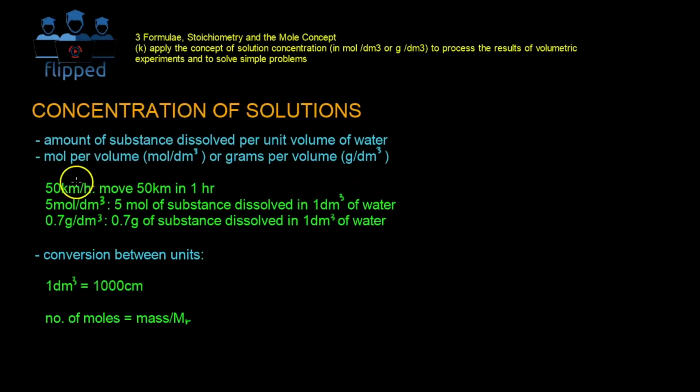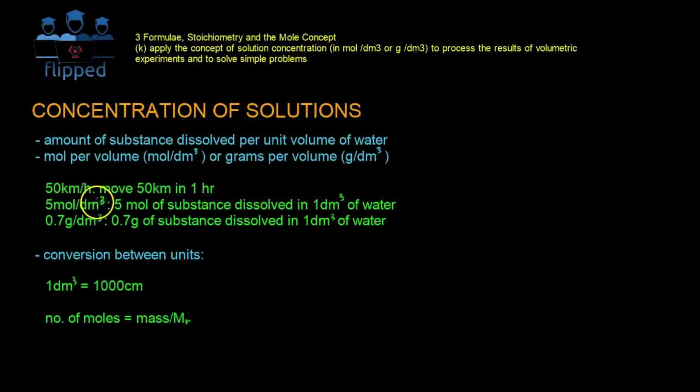If you recall, we know speed. 50 km per hour, for example, just means we moved 50 km in 1 hour. So if I apply back to this same concept here, for example, 5 mole per dm³ is just 5 mole of substance dissolved in 1 dm³ of water.